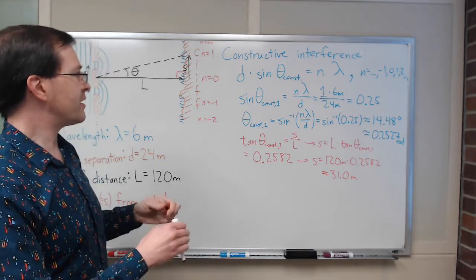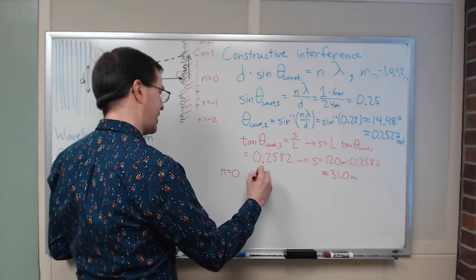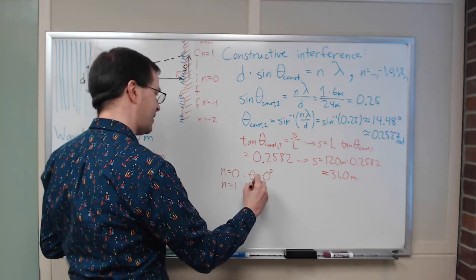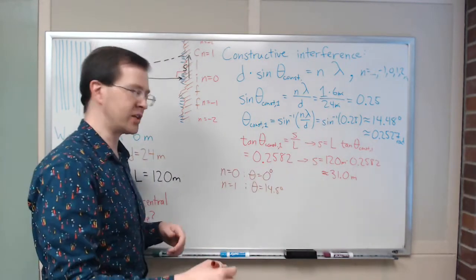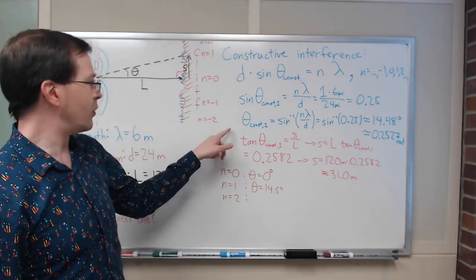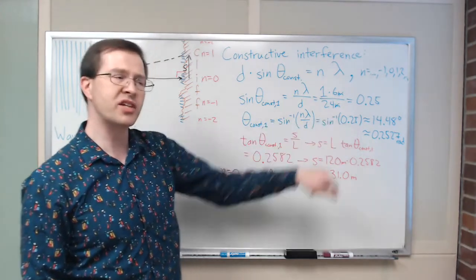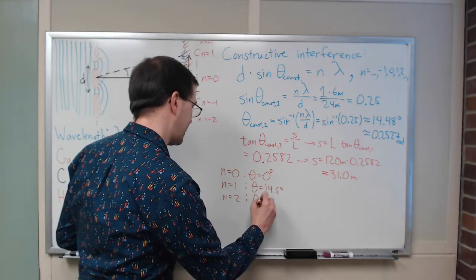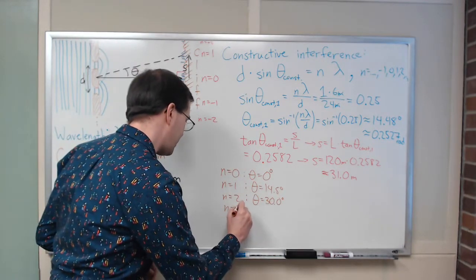We could say that for n equals 0, I had theta equals 0, sort of by definition. For n equals 1, I had theta equals 14.5 degrees, more or less, 14.48 degrees. What would happen if I put in n equals 2 here? Well, I'd have another angle, 2 times lambda over d, twice as much as this, 0.5, inverse sine of 0.5. You might know that the inverse sine of 1/2 is theta equals 30 degrees. That is another one. N equals 3, I could do the same thing.